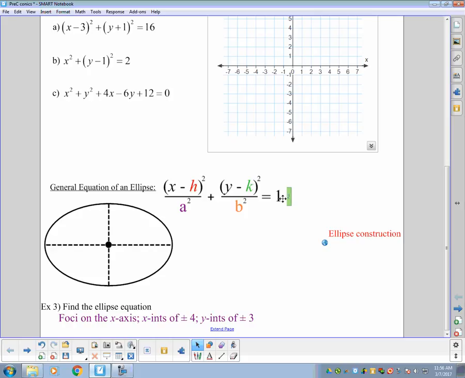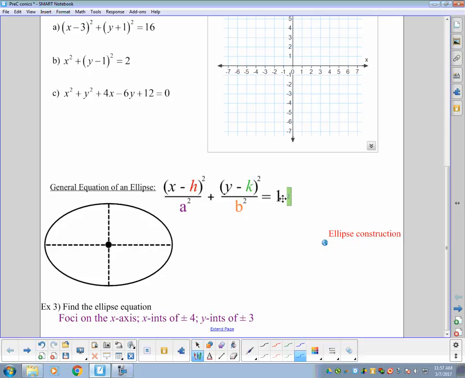But we've divided through by something to get 1 over here on the other side. And so you'll see an a squared and a b squared underneath. And we're going to let a represent what's known as the length of the semi-major axis. So if a is the length of the semi-major axis, at least when it's turned this way, okay.